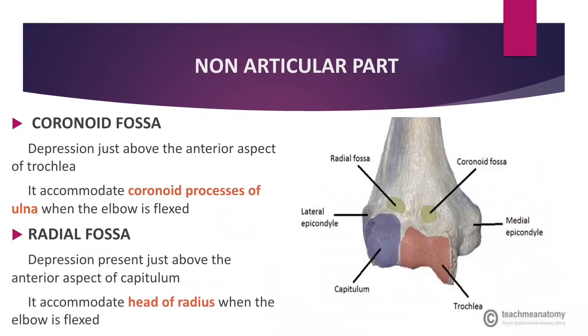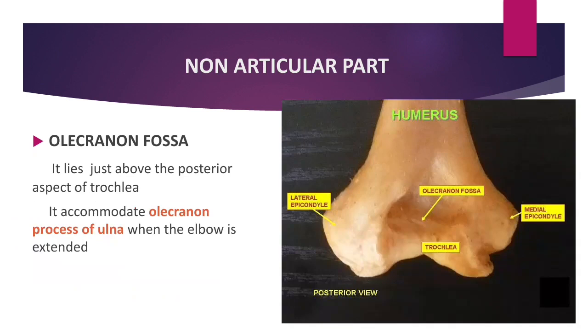Next is coronoid fossa, which comes under the non-articular part. It is the depression just above the anterior aspect of trochlea. It accommodates coronoid process of ulna when the elbow is flexed. Next is radial fossa. It is the depression present just above the anterior aspect of capitulum. It accommodates head of radius when the elbow is flexed. Next is olecranon fossa. It lies just above the posterior aspect of trochlea. It accommodates olecranon process of ulna when the elbow is extended.